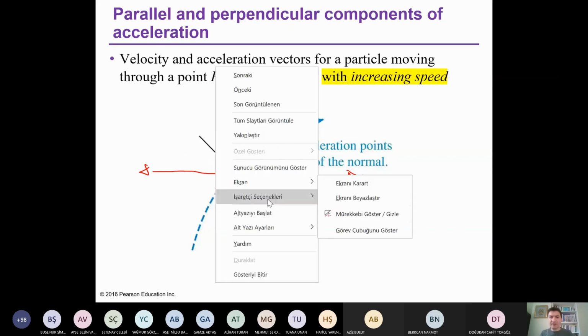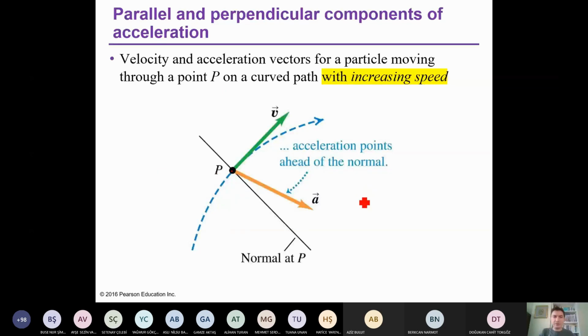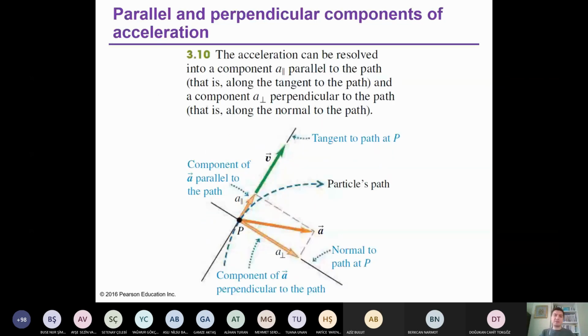As I told you, the coordinate axis depends on you. Like here, you can choose the coordinate axis like this. This is the x-axis, this is the y-axis. Tangent to the path, we have the y-axis, and normal to the path at point p, we have the x-axis, and then you have the x component of acceleration, and you have the y component of acceleration. Any question? These are the components of acceleration.